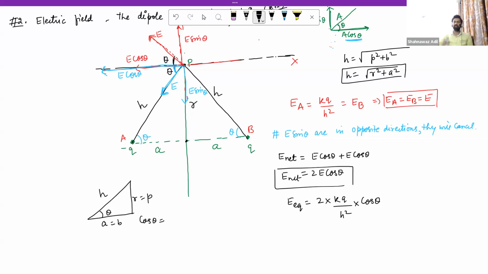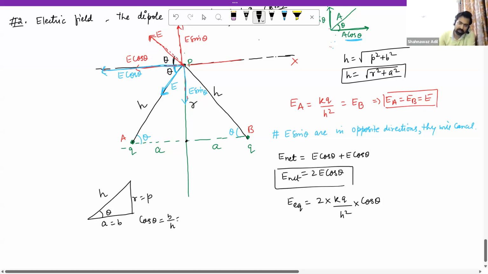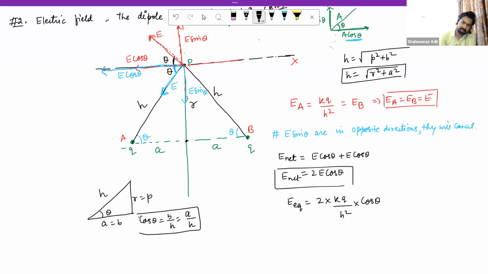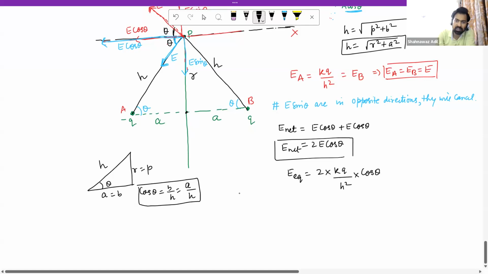Yes, what would be cos theta? You know trigonometric ratio, right? So what is cos theta? Cos theta is base upon hypotenuse, right? Yes, sir. So base upon hypotenuse. Base is A, hypotenuse is H. So this is A by H, right? Yes, sir.